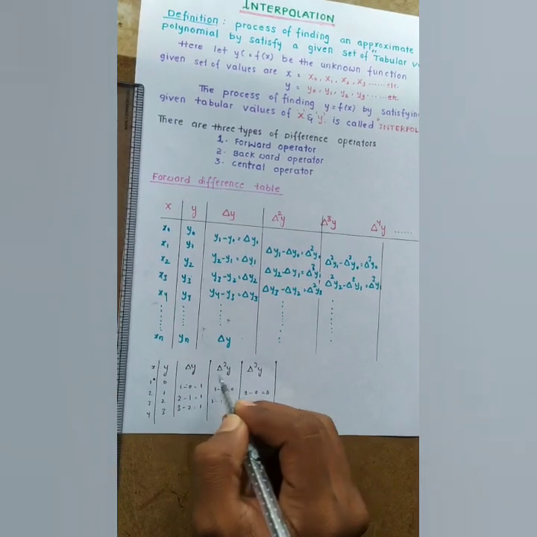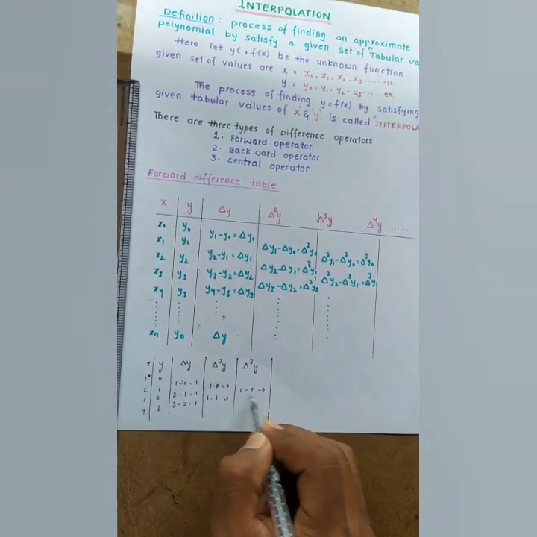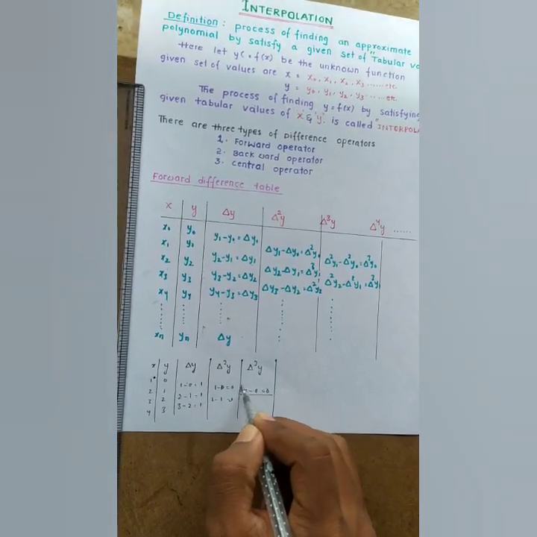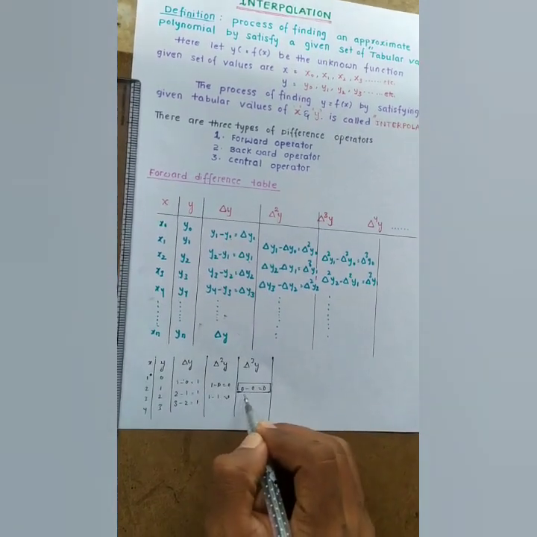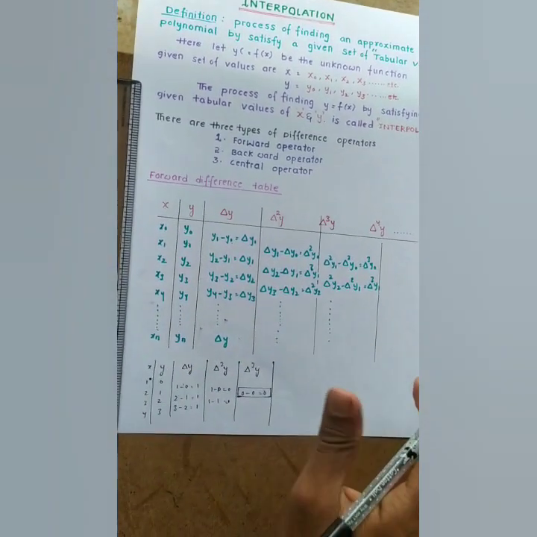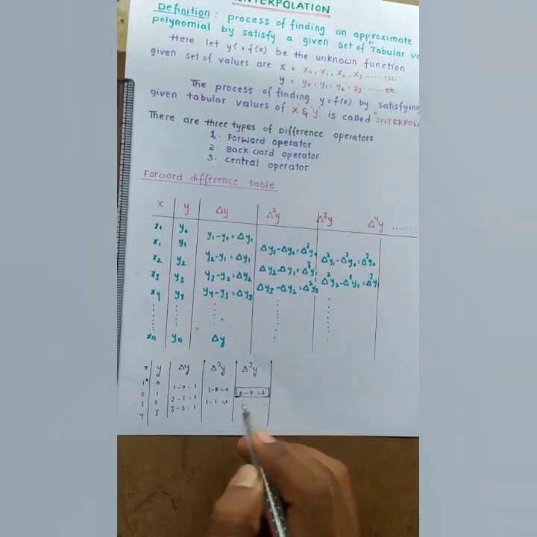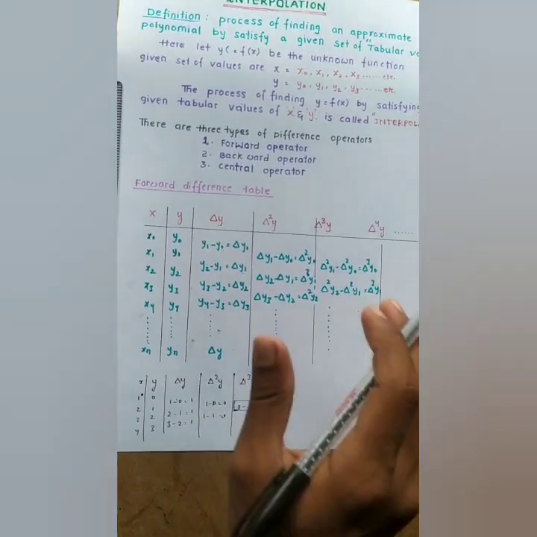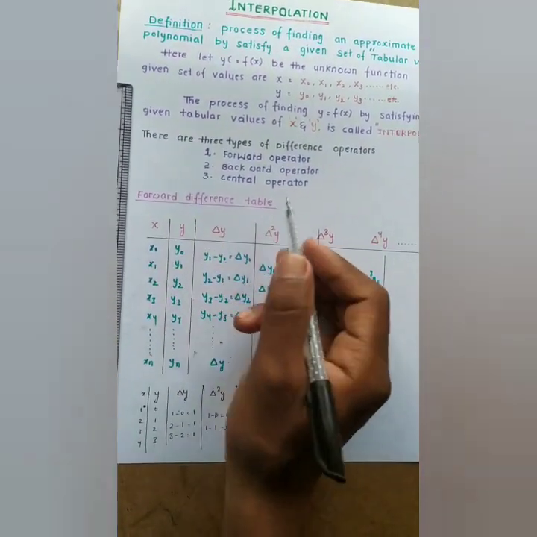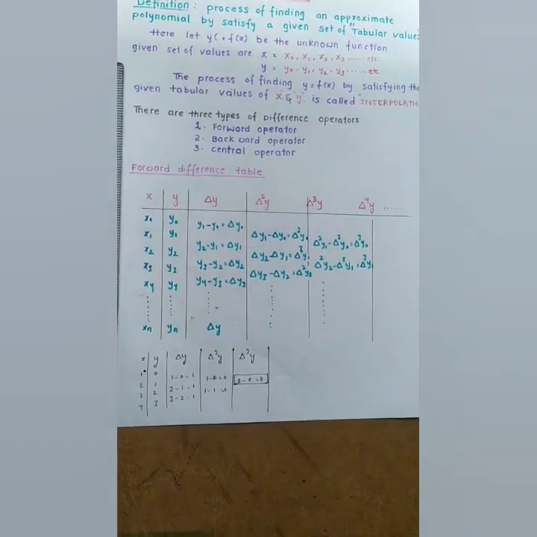We can find out the values of delta y, delta square y, delta cube y. Finally, we know the single digit value. Up to this single value, you can find out delta cube y, delta power of 4 y, and so on up to the last term, which is a single digit. In this manner, we can find out the forward difference table. After that, we can write the formula for the forward difference table.